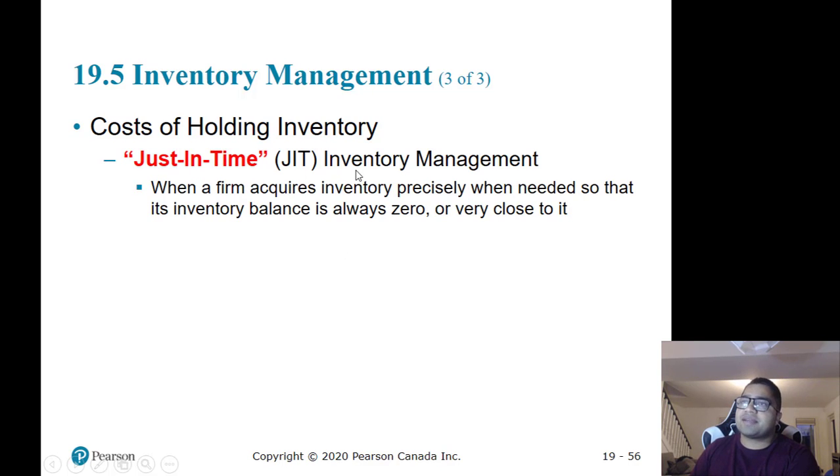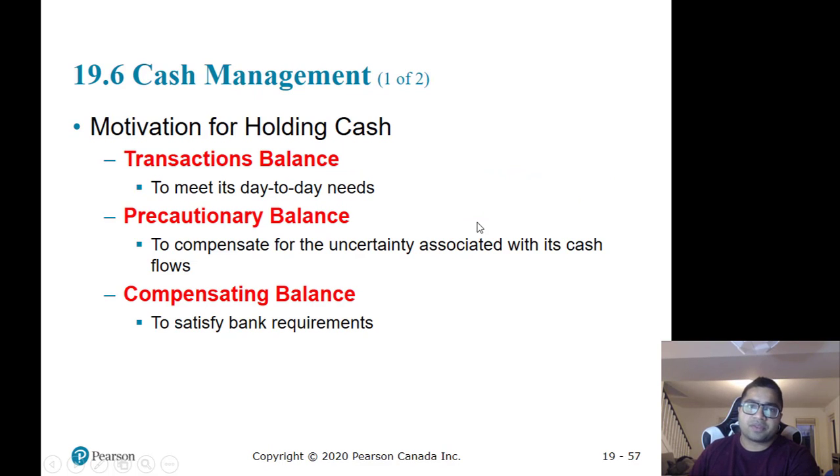Now there is a just-in-time inventory management technique where you almost carry zero inventory. Whatever you need, you get it right away. Boeing is an example of that. Whenever Boeing assembles a plane, it tries to manage its supply chain such that it gets all the parts right at the time it is planning to assemble. So the firm acquires inventory precisely when needed, so that the inventory balance is always zero or very close to it.